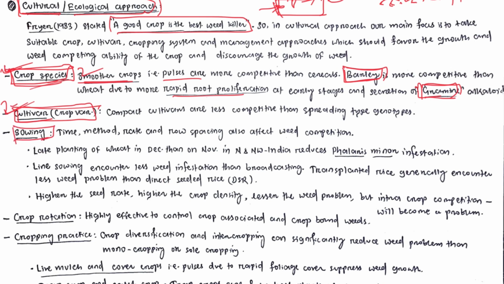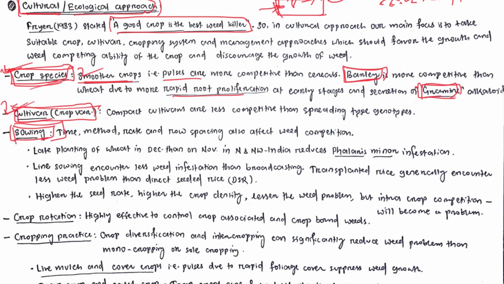Then sowing. In some cases, when we sow the seed of the crop late or earlier than the optimum, we may control the weeds, because of crop associated weeds. What is a crop associated weed? They require the specific climate that is imposed for the crop plant to grow. If the crop is flexible enough, then late sowing, late planting or early planting may control that crop associated weed, because they are not getting the optimum environment for their growth.